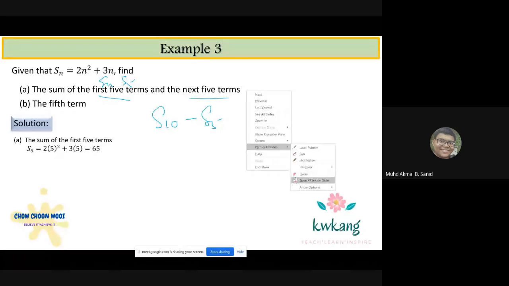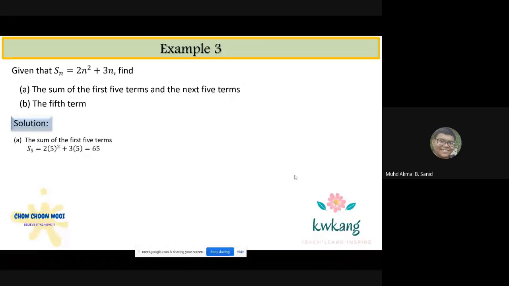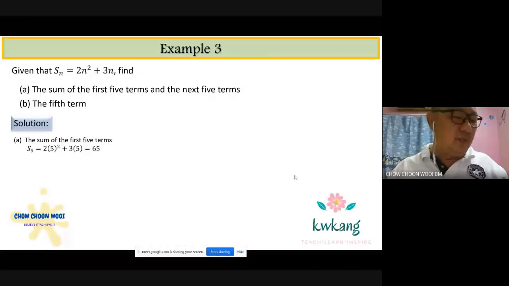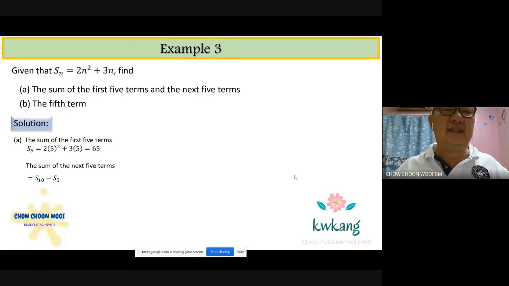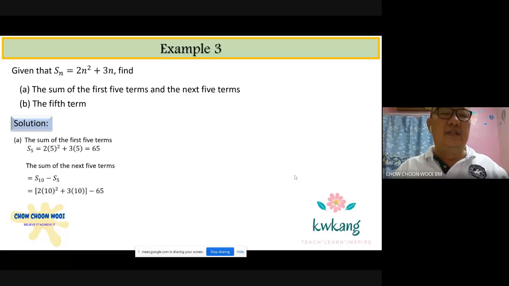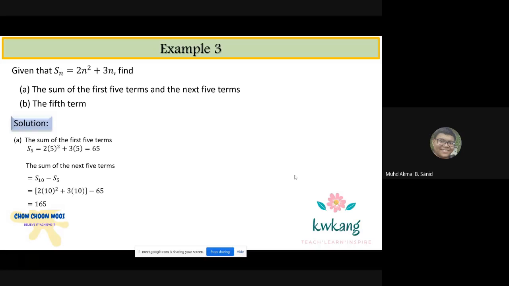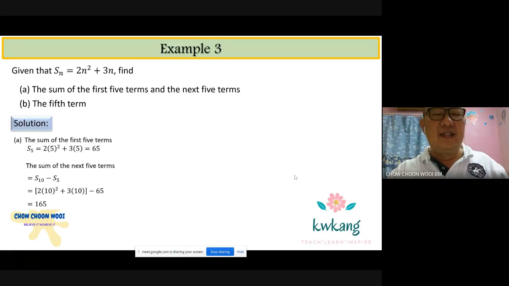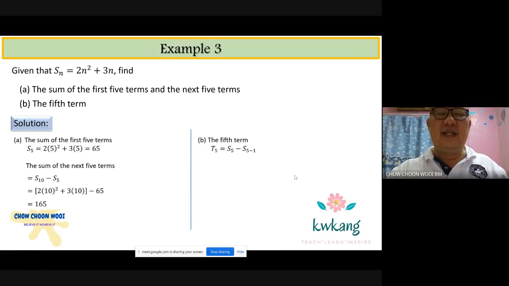The next item, jawapannya 165. Okay, we check and see. The sum of the next 5 terms, which is S10 minus S5, 165. So is okay. Kan? 165. Tepat sekali. Very good. Okay, ingat, kalau dia tak cari, 230 tolak dengan 65. Betul tak? Okay. Next one.